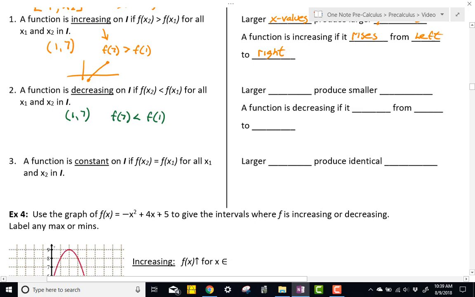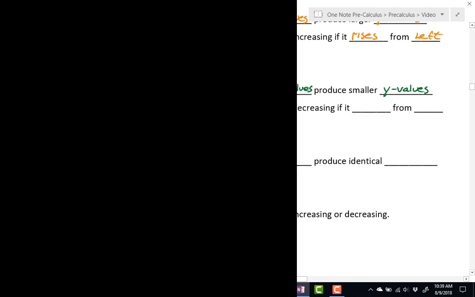Okay? So when we think about this, what are we talking about? As x values get larger, larger x values produce smaller y values. Okay, so I can know just by plugging in an x value and seeing if the next x value is smaller or bigger whether a function is increasing or decreasing. A function is decreasing.